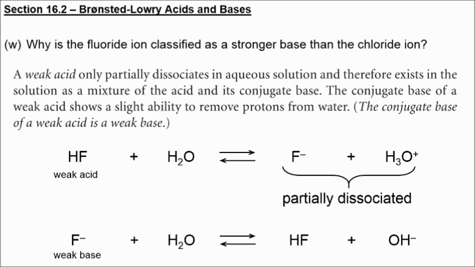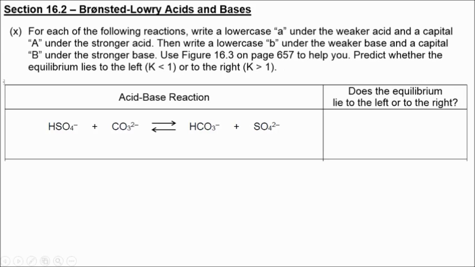A weak acid only partially dissociates in aqueous solution and therefore exists in the solution as a mixture of the acid and its conjugate base. The conjugate base of a weak acid is a weak base. If you look on page 657, you'll see figure 16.3, and we can decide which of these substances is the stronger acid and the stronger base.